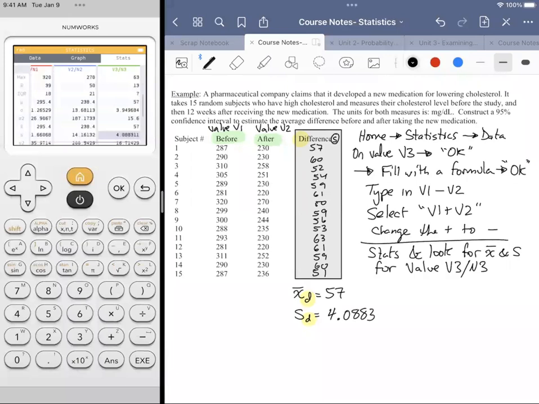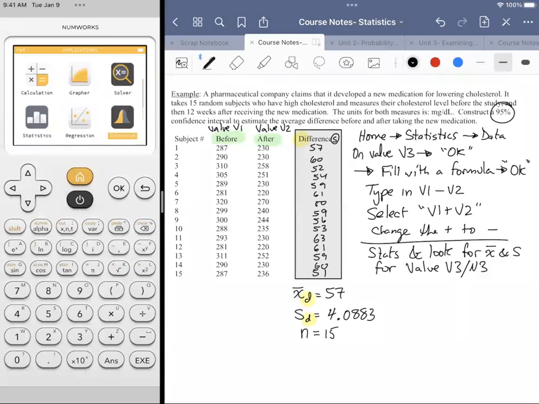All right. So this is the setup. The last couple of problems that we did had the mean and standard deviation given to us. Here, we needed to figure it out first. There are 15 values, so I know the N value is going to be 15. And we're looking for 95% confidence. So now I'm ready to go into my inference menu. It's the same inference menu that we just used. So home, inference.